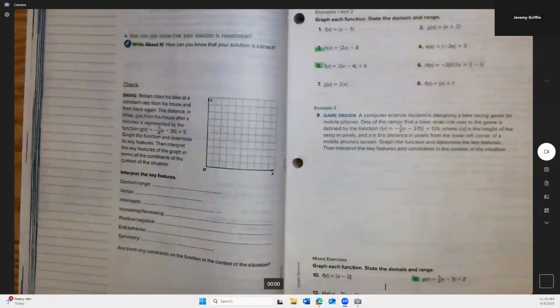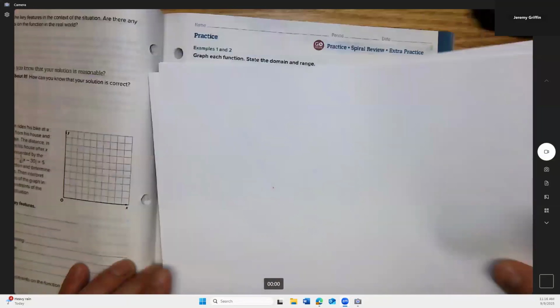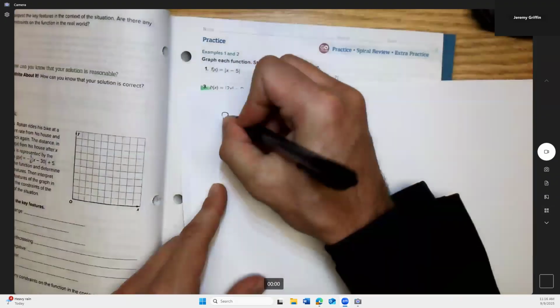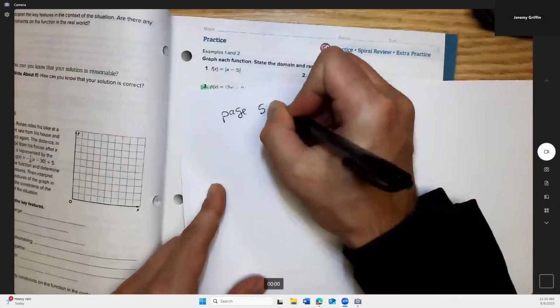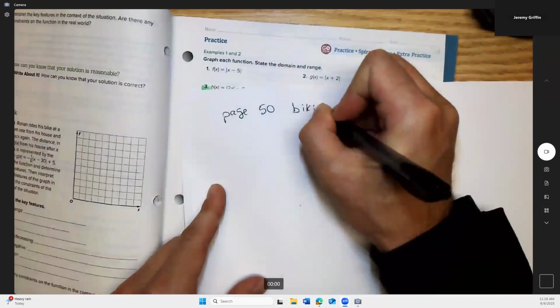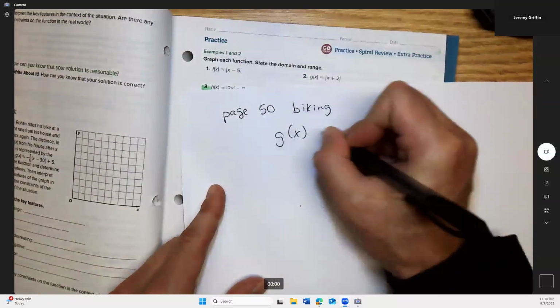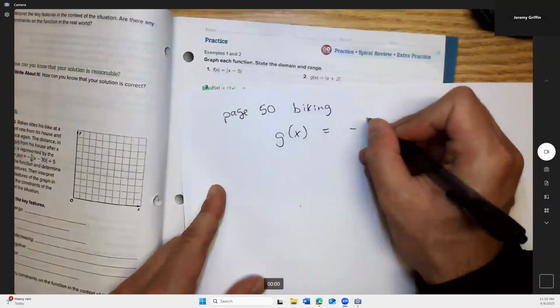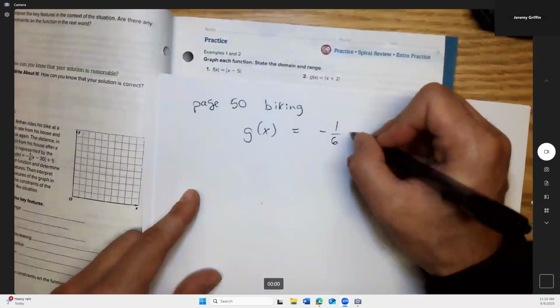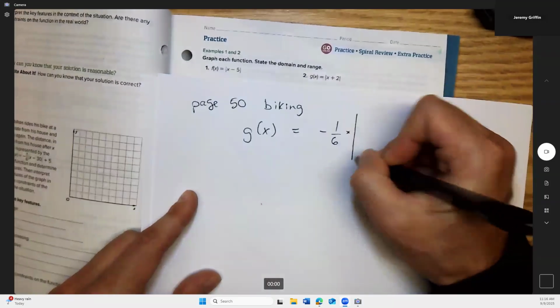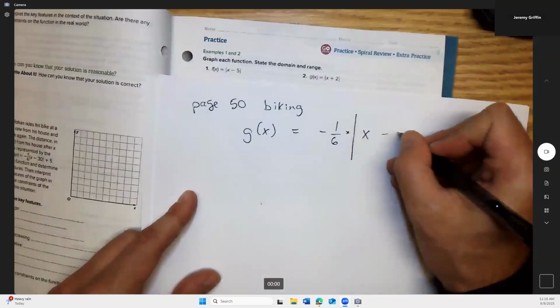Ooh, this sounds exciting. So we've got page 50. Giving us g of x equals -1/6 times the absolute value bars, x minus 30.